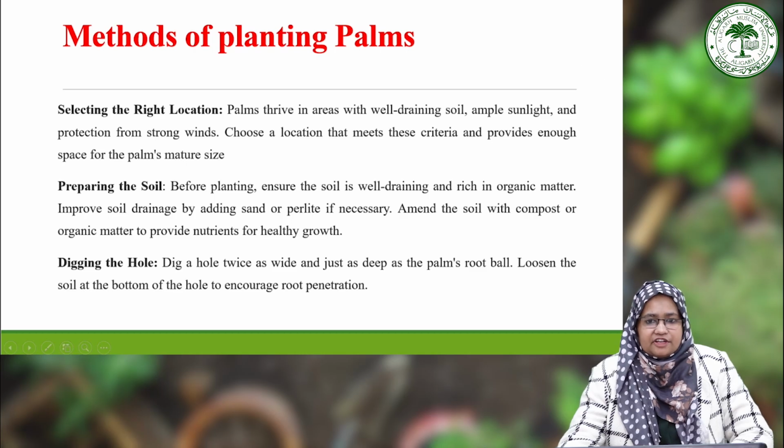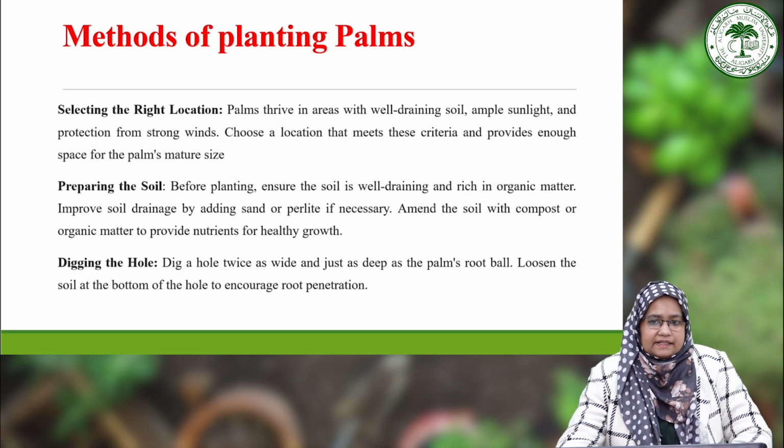Then methods of cultivating palms include selection of site, preparation of soil, digging and placing the plants. So first start with the selection of the right location. Palms thrive in areas with well-draining soil, ample sunlight and protection from strong winds. Choose a location that meets these criteria and provides enough space for the palm's mature size. Then soil preparation. Prior to planting, ensure the soil has good drainage and is enriched with organic matter. Enhance drainage by incorporating sand or perlite if needed. Amend the soil with compost or organic material to supply nutrients for robust growth.